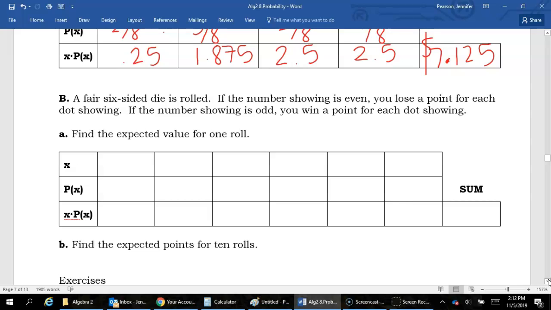So first we need the possible outcomes. What could you possibly get? How many points could you get? If you roll a 1, it's an odd, so you would win 1 point. If I rolled a 2, it's an even, so I would lose, getting -2. Or I could win 3, or lose 4, or win 5, or lose 6. Those are my possible outcomes based on every roll of the die. Next, it asks for the probability of each outcome. On a standard die, you have a 1 out of 6 chance for rolling any side of the die.